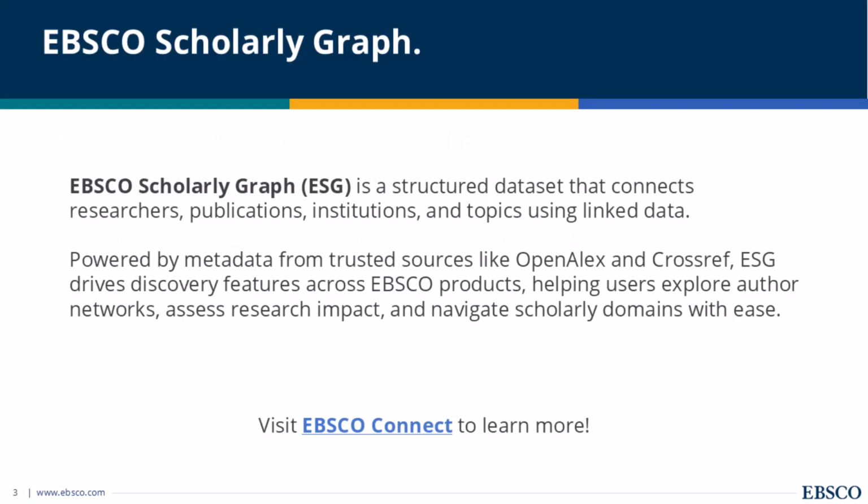The EBSCO scholarly graph, or ESG, is a structured dataset that connects researchers, publications, institutions, and topics using linked data. It's powered by metadata from trusted sources like OpenAlex and Crossref. And ESG drives discovery features across EBSCO's products, helping users to explore author networks, to assess research impact, and to navigate scholarly domains. For more information about the EBSCO Scholarly Graph, please visit EBSCO Connect.